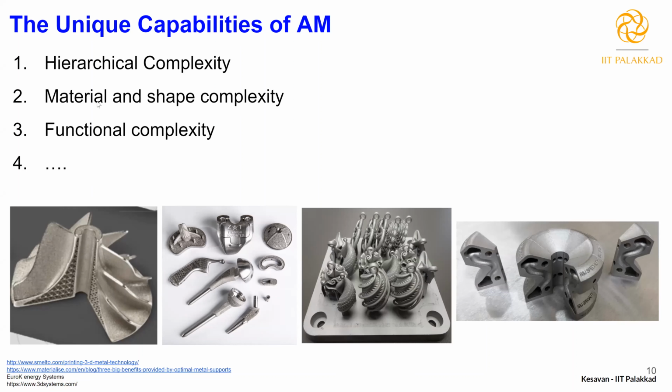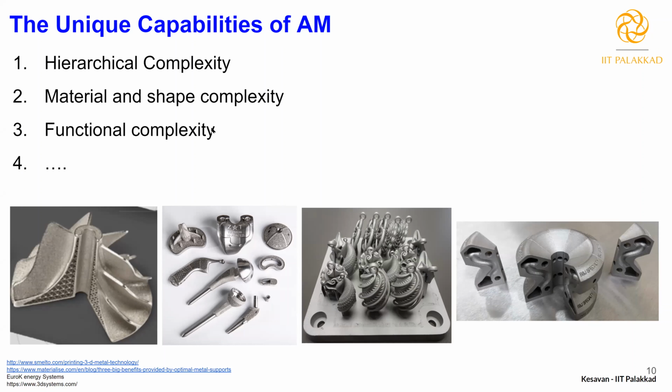So, materials and shape complexity. For any shape, for example, if you take the third example, here it is a shape complexity. In order to make such a shape, it is very difficult by conventional methods. At least you need a 6-axis machine to make such a complex shape, and of course it will be very challenging. So this is the shape complexity.